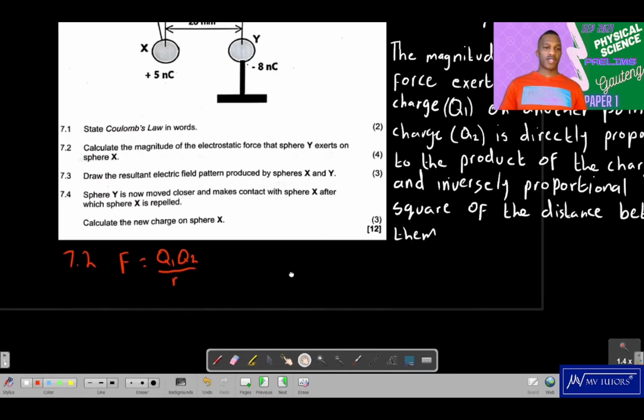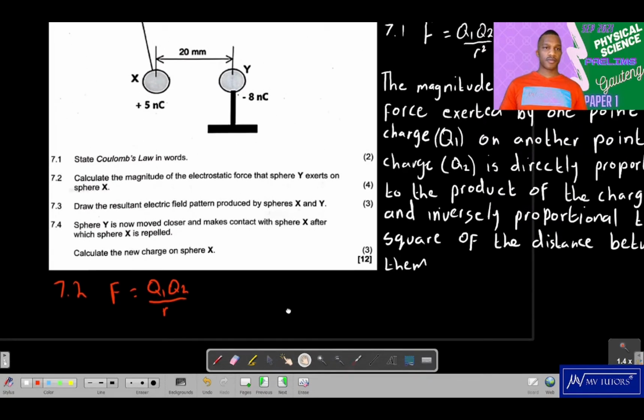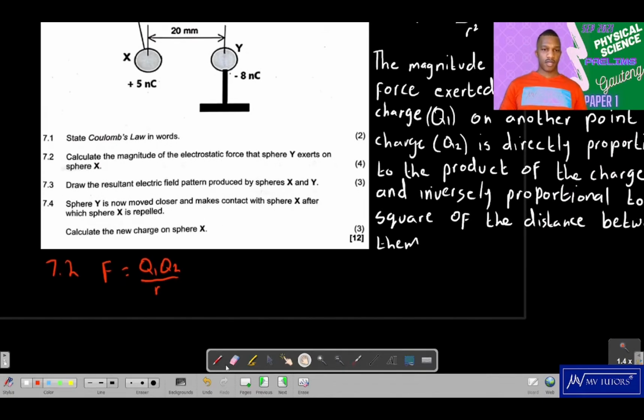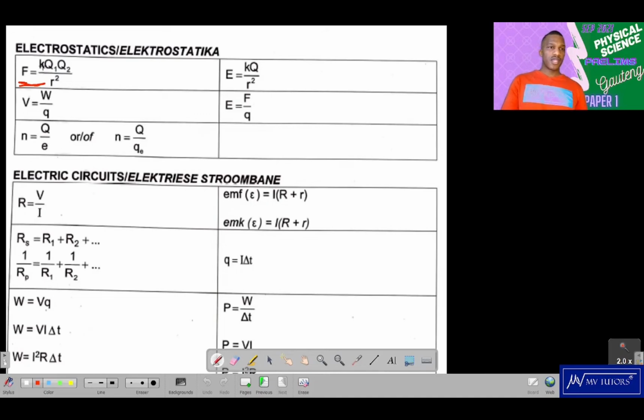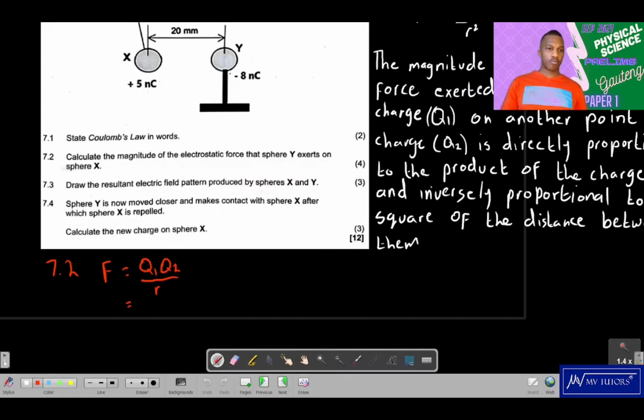Now we need the numbers. What is Q1? Wait a minute, there is a k there. So let's put the k. That's the constant. Having put the constant, you can check its value in your formula sheet. It's always there. So you don't need to memorize it, but it's 9 times 10 to the power 9.